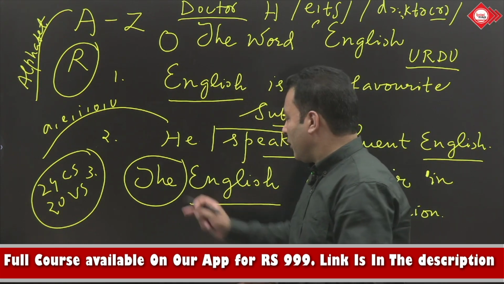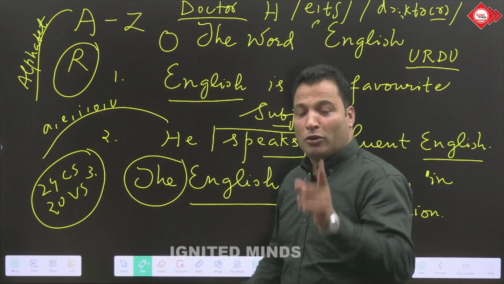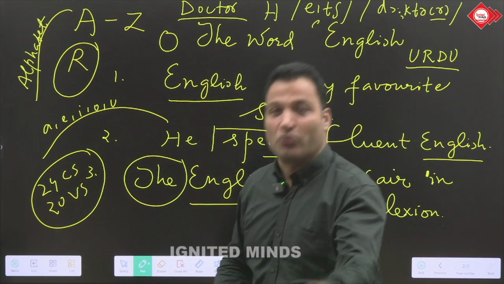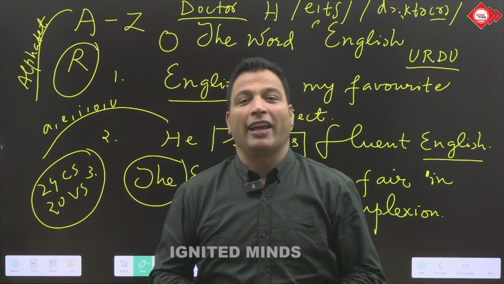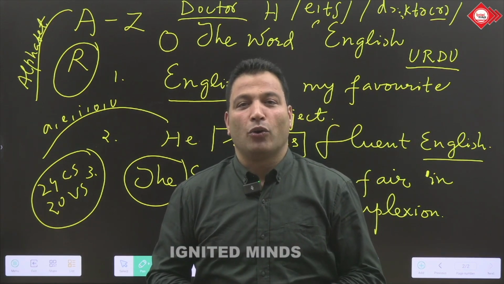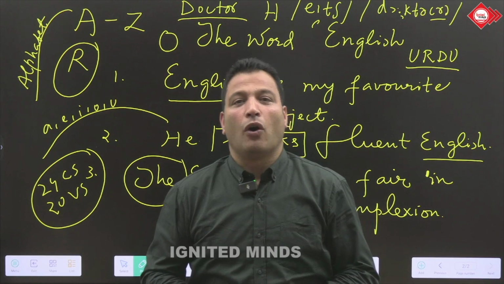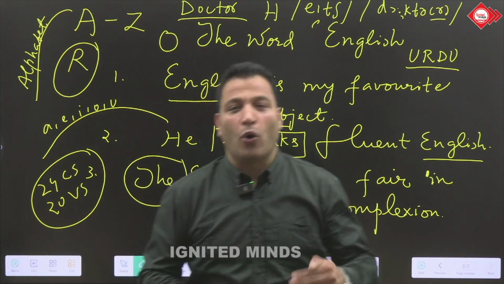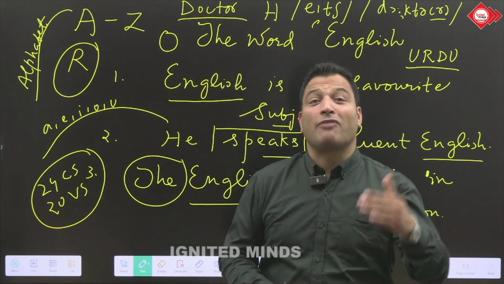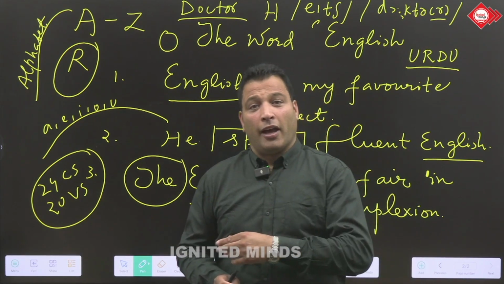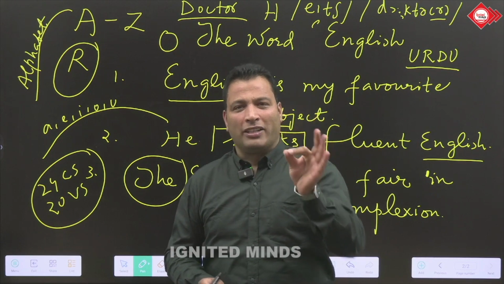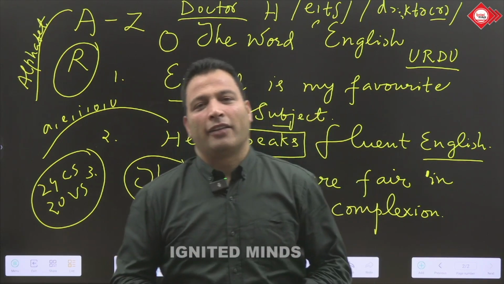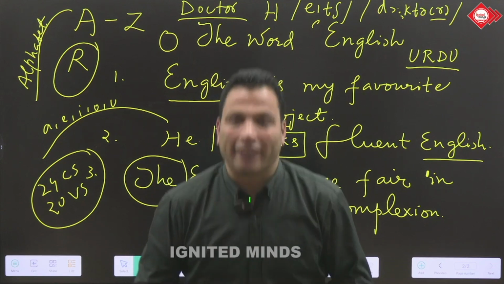अगर THE उन वर्ड्स के साथ यूज होता है जो वावल साउंड से शुरू होते हैं, सपोज ई, उ, ओ, आ, आओ, ओ, ई, उ, these are vowel sounds, we read them. अगर THE उन वर्ड्स के साथ यूज हुआ जो वावल साउंड से शुरू होते हैं, then its pronunciation is the.